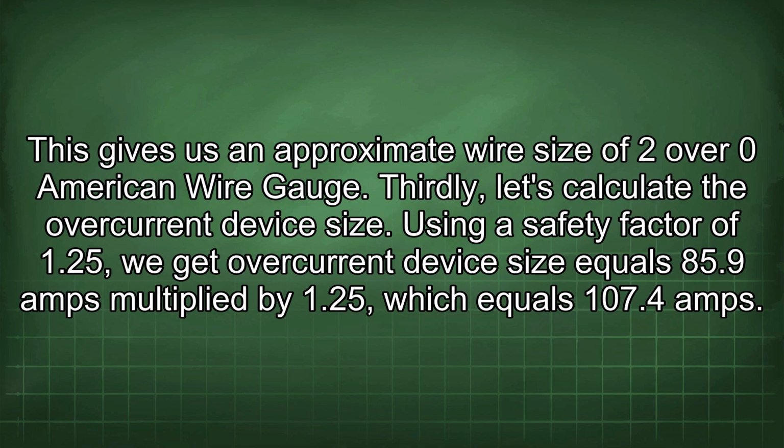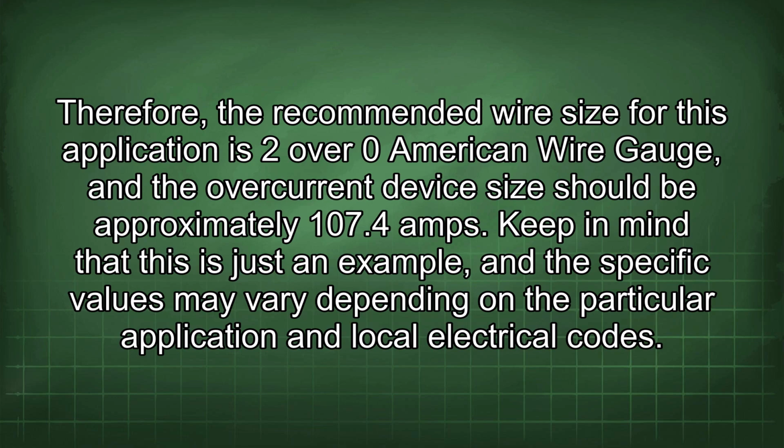Thirdly, let's calculate the overcurrent device size. Using a safety factor of 1.25, we get overcurrent device size equals 85.9 amps multiplied by 1.25, which equals 107.4 amps. Therefore, the recommended wire size for this application is 2/0 American wire gauge, and the overcurrent device size should be approximately 107.4 amps. Keep in mind that this is just an example, and the specific values may vary depending on the particular application and local electrical codes.